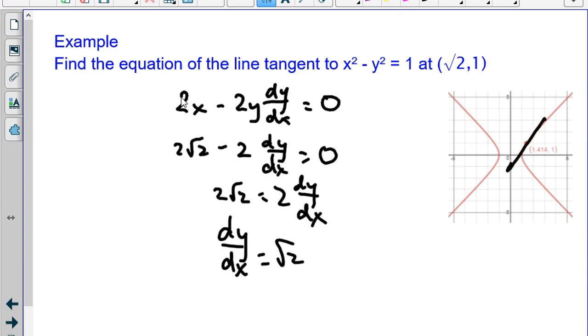So if we write the equation of the tangent line, notice that our slope is root 2. If we want the equation of the tangent line, it's y minus 1 equals root 2 times x minus root 2.